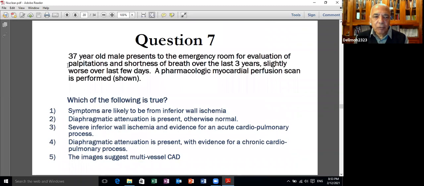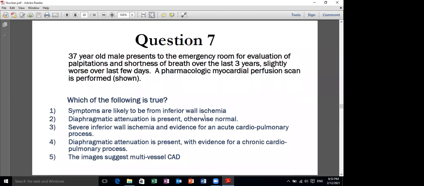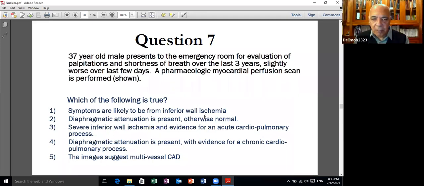Which of the following is true? Symptoms are likely to be due to inferior wall ischemia. That does not explain why. There might be a small amount of inferior wall ischemia, but that's not the whole story. He wants to know the cause of shortness of breath in these patients. Diaphragmatic attenuation is present, otherwise normal. It is present, but otherwise is not normal. Severe inferior wall ischemia is not severe.